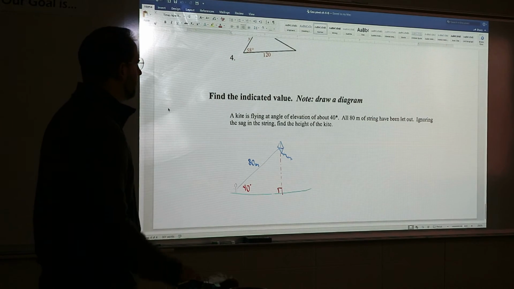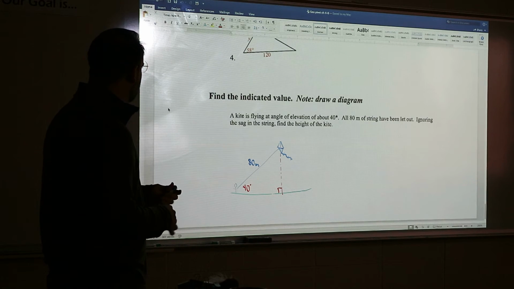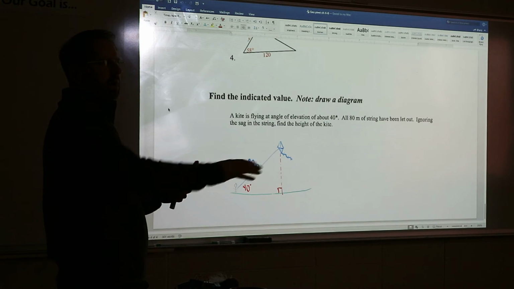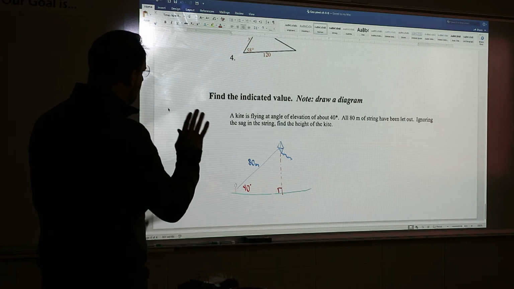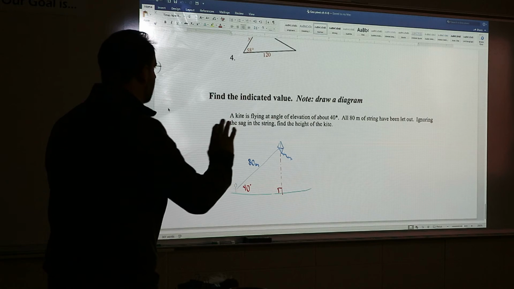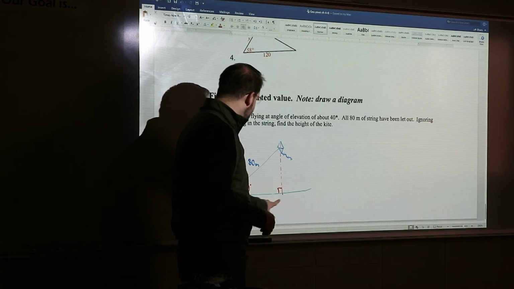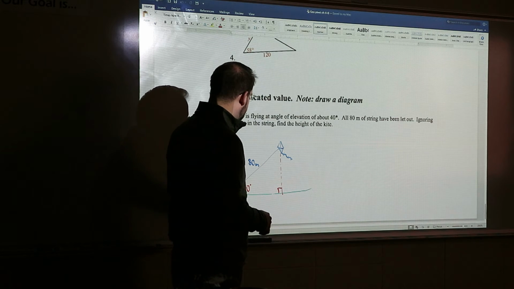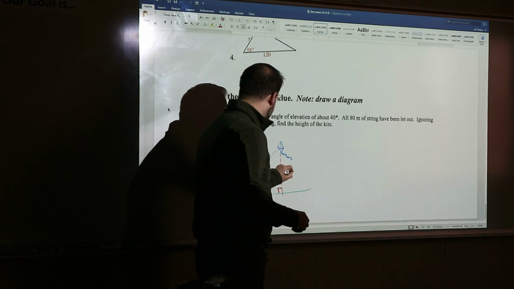That is a really long distance, by the way. Was that 240 feet, something like that, roughly? Ignoring the sag, so I know the string is not perfectly pulled all the way, but we're ignoring that. But find the height of the kite. So we're going to find how high is it off the ground, not the distance on the ground from the point directly below it, but how high is it off the ground, the actual altitude of it.